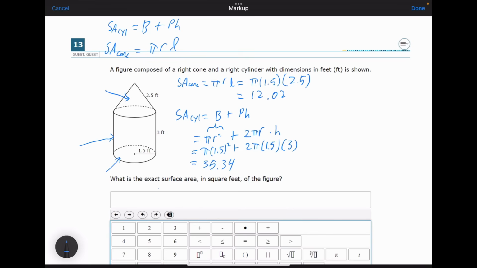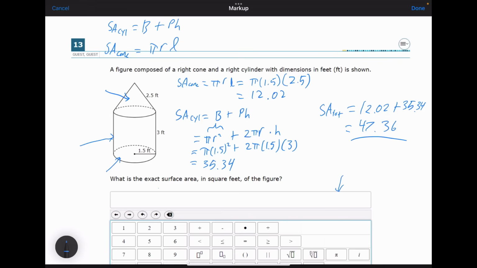So I'm going to call it surface area total, which is equal to 12.02 plus 35.34. And one last time I'm going to go to my calculator. And I am getting a value of 47.36.